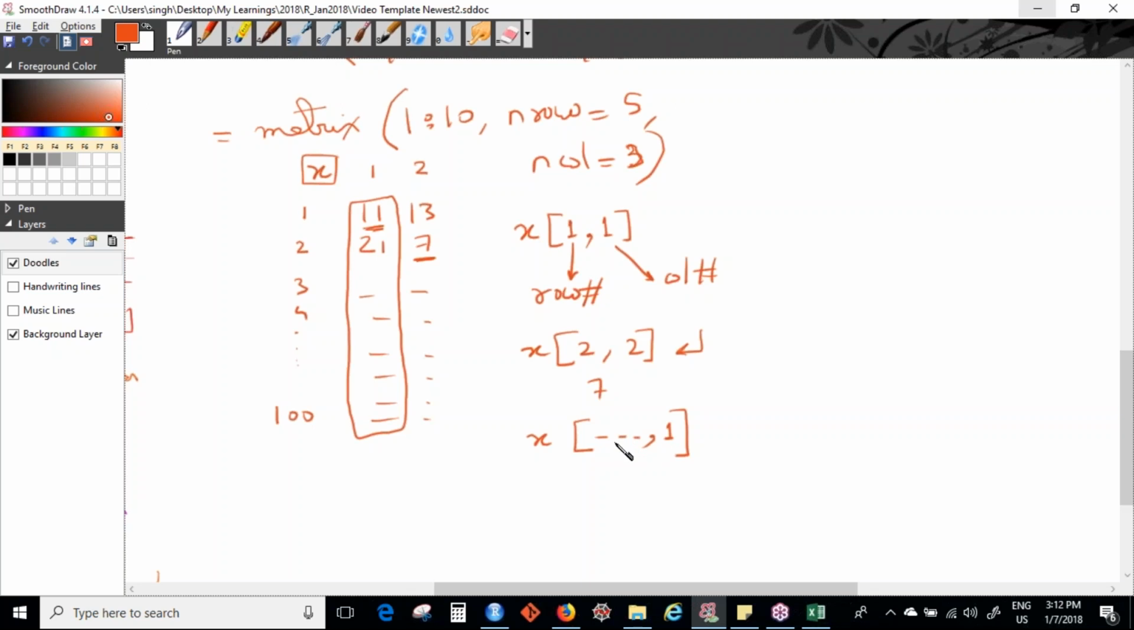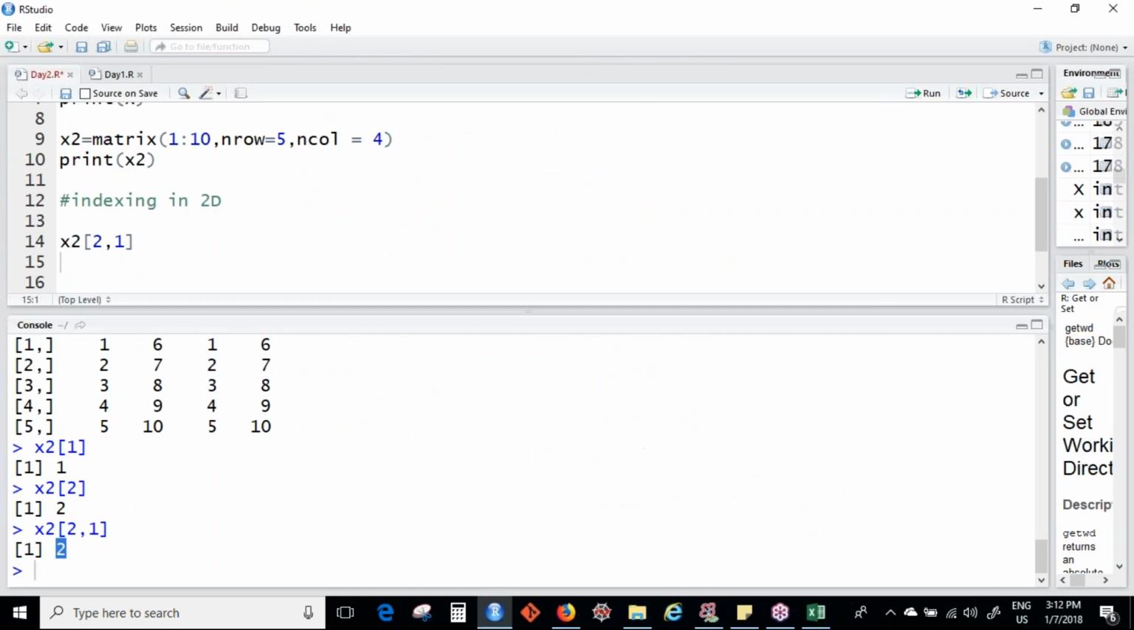You will just leave it blank. So the moment you leave it blank, it means you want all. If you leave the row number blank, it will print all the rows. If you leave the column number blank, it will print you all the columns. So let's see this in R.